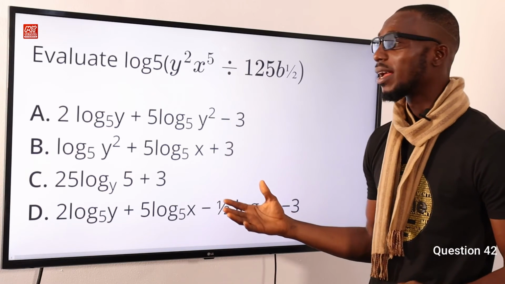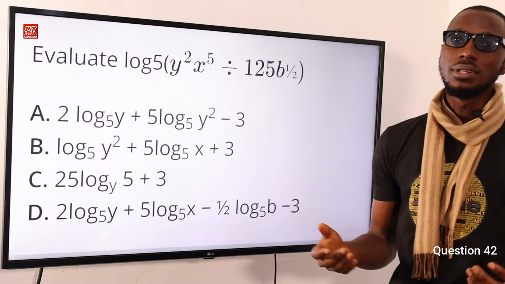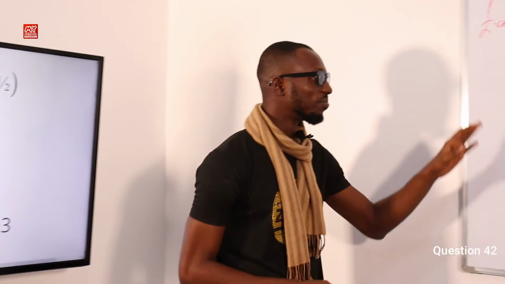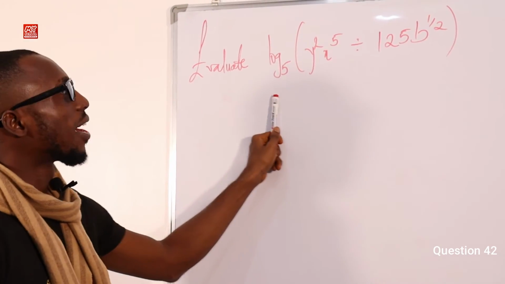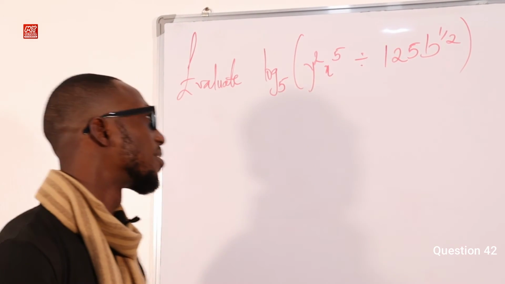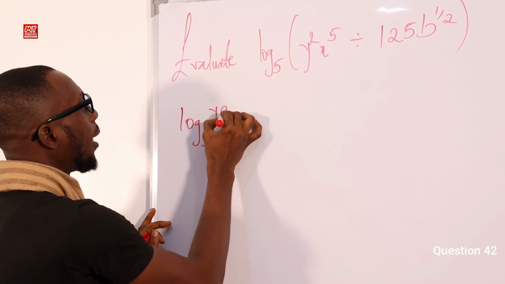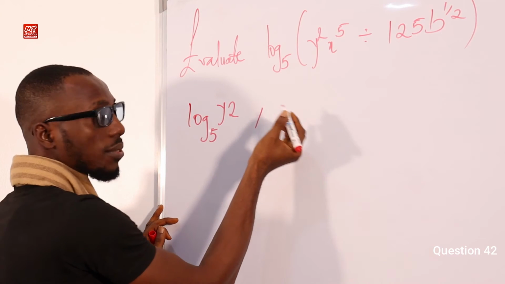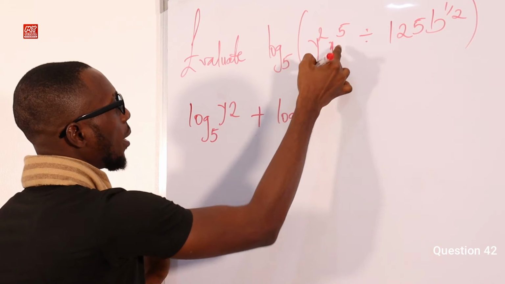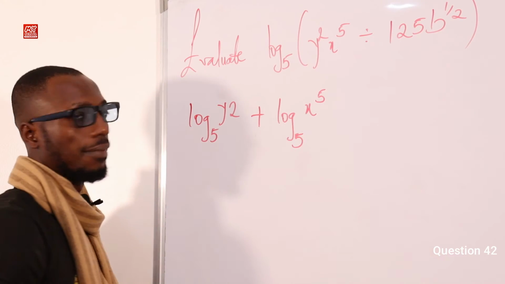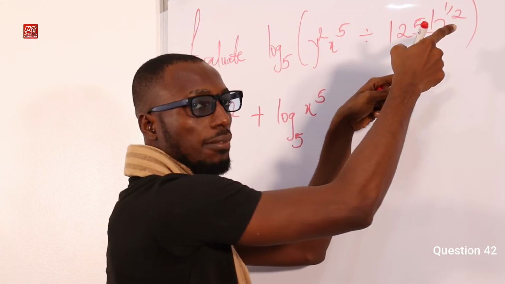We have log base 5 of y squared times x raised to power 5 divided by 125 times b raised to power half. So the first thing we do is to present the question here. We just have to use log base 5 to multiply everything we have in the bracket. So we'll have log base 5 of y squared, and times means plus, log base 5 of x raised to power 5. This is divide, it means minus, to everything that we have here.